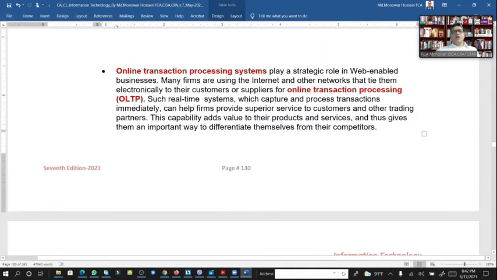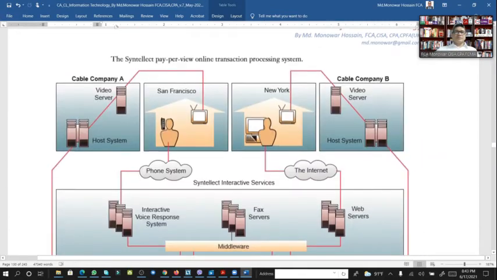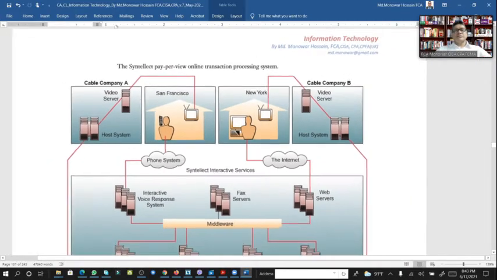Online transaction processing plays a strategic role in a web-enabled business nowadays. Many companies use the internet and networks for electronic customer support through online transaction processing. Online transaction processing, or OLTP, is a real-time system which captures and processes transactions immediately, and can help the firm provide superior service to customers and other trading partners. So this is transaction processing.